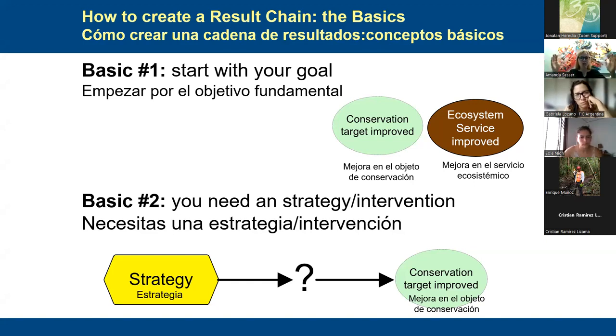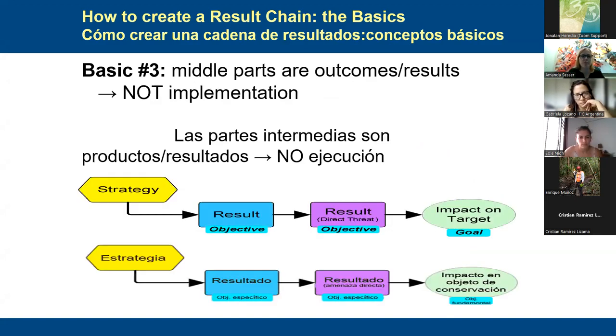So you have the two bookends on the bookshelf, and then you need to connect them. So we're going to go from right to left to connect those. Those middle parts are the outcomes. Again, not the actions, not the implementation, but those middle parts are those outcomes.